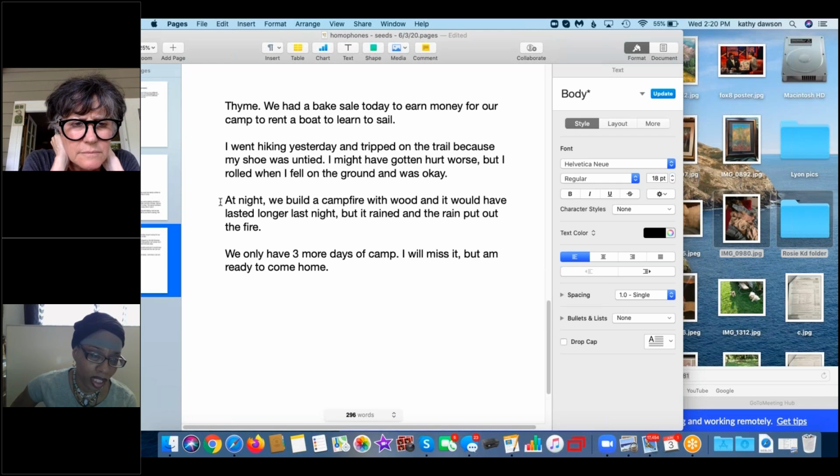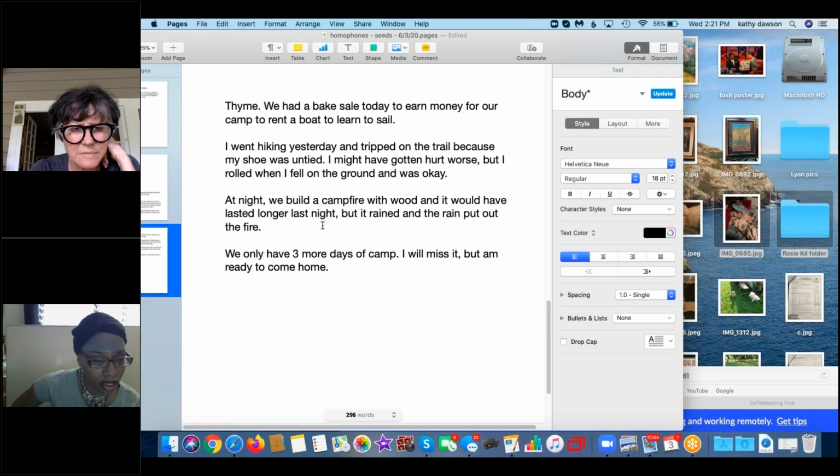At night we built a campfire with wood, and it would have lasted longer last night, but it rained and the rain put out the fire. We only have 3 more days of camp. I will miss it, but I am ready to come home. Okay.